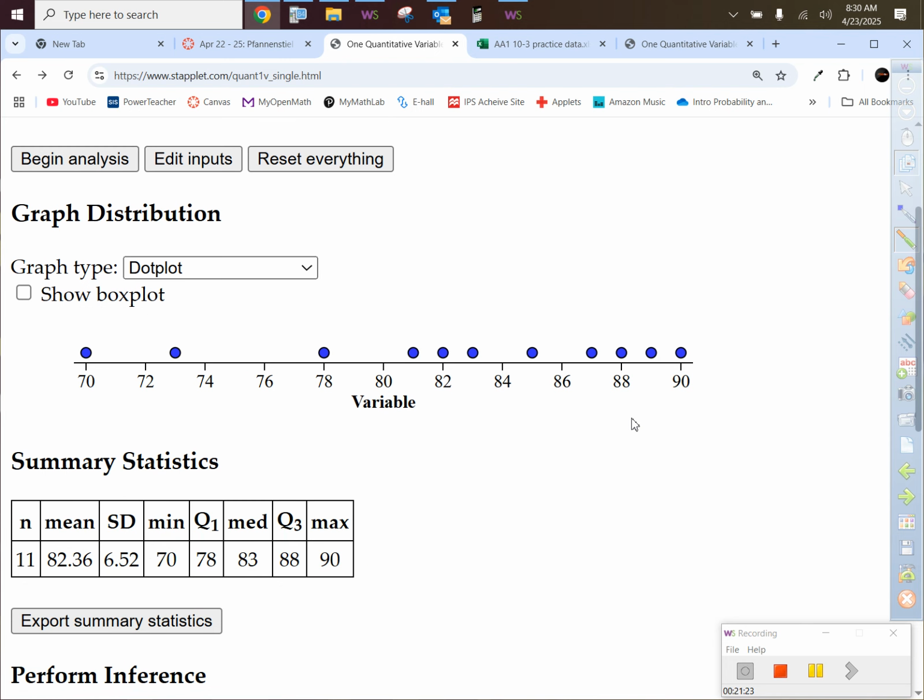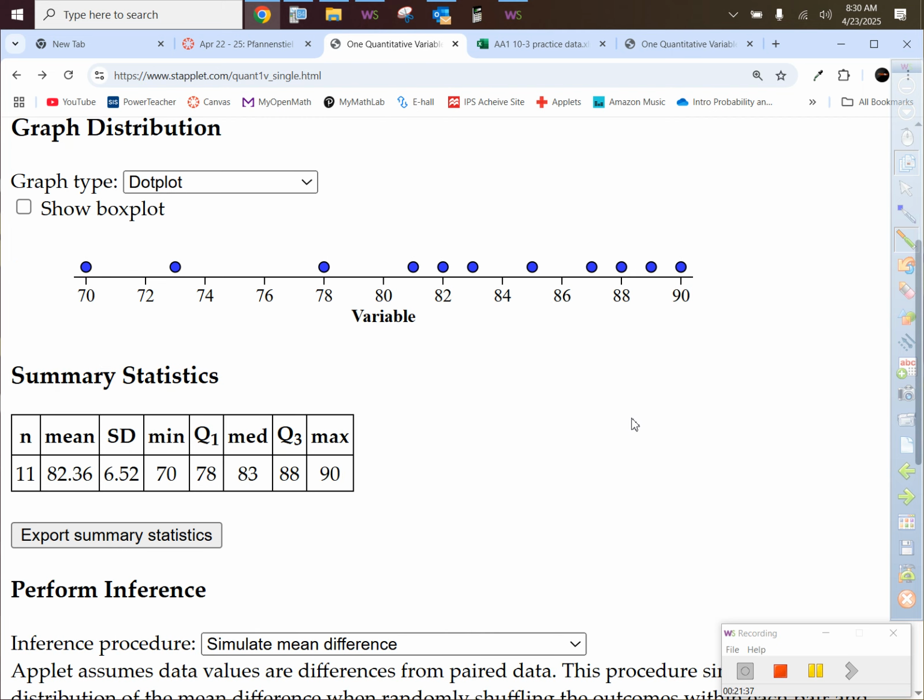So that's what she looks like. Isn't that fairly uniform, though? Eleven quizzes is a lot of quizzes. If I made you take 11 quizzes, you'd be like, bro. But it's fairly uniform because it's not that much data. But what's her average? 82.36. And what's her median? 83. So we'll record those.